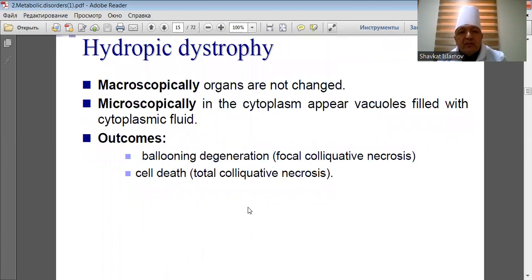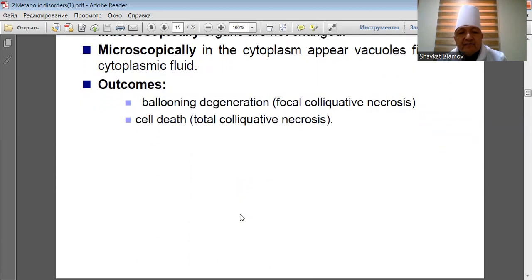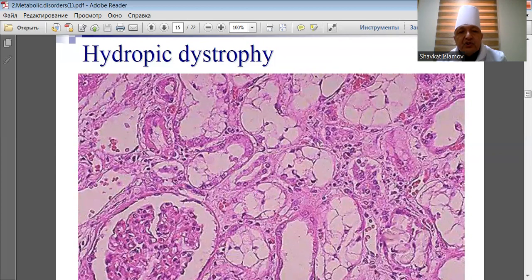Hydropic dystrophy: macroscopically, organs are not changed. Microscopically, vacuoles with cytoplasmic fluid appear in the cytoplasm. Outcomes: ballooning degeneration, the cell dies. In the picture, hydropic dystrophy.